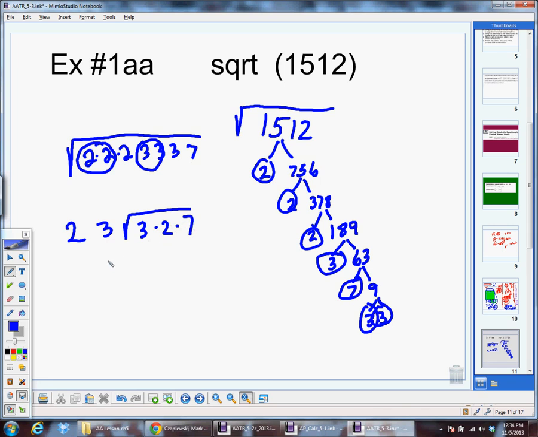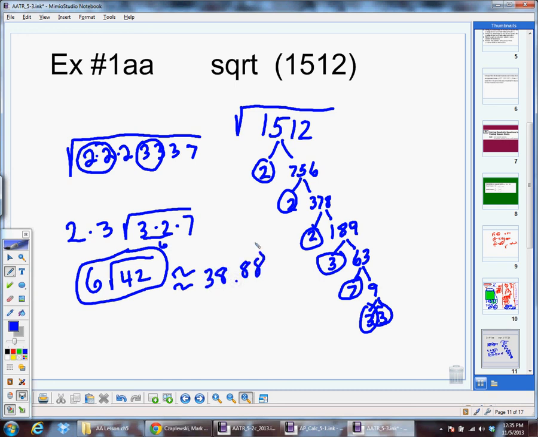All right, so here's my final answer, but I got to just simplify. 2 times 3 is 6. Ooh, this is tough because this is 6 times 7, 42. 6 square root of 42 is my final answer. Now 6 times the square root of 42 is 38.88. I'll put a little wavy equal sign, means approximately equal to 38.88. And lo and behold, that is the same as the square root of 1512, 38.88. That answer is the same. However, this version is going to be easier to work with later than this big, huge number of 1512.